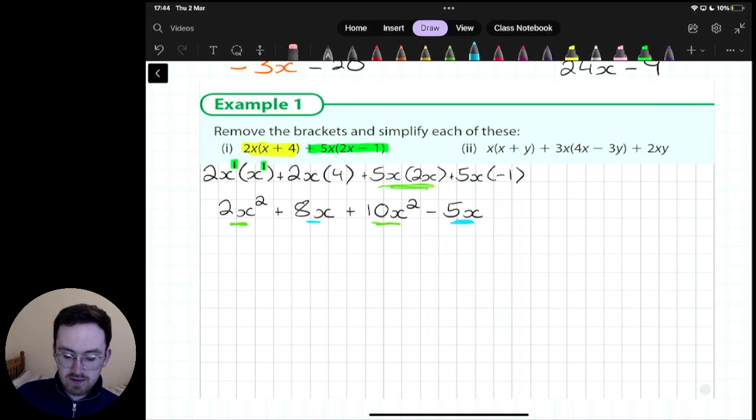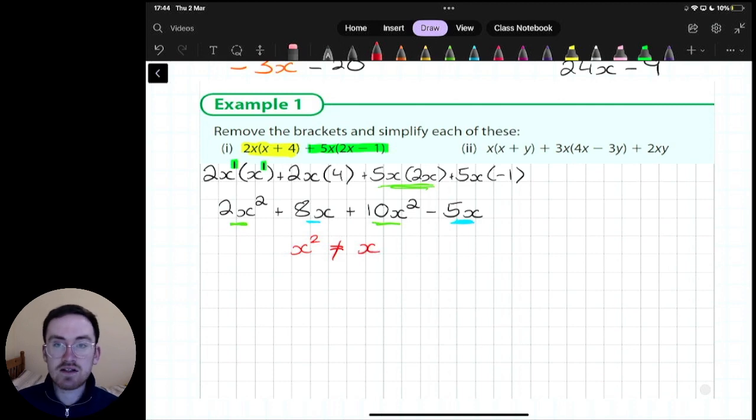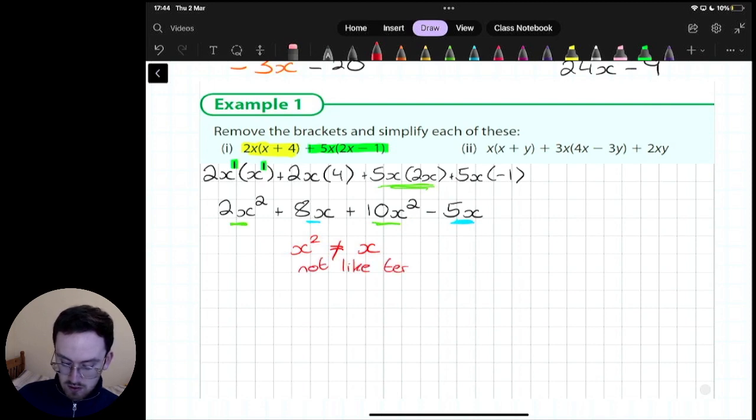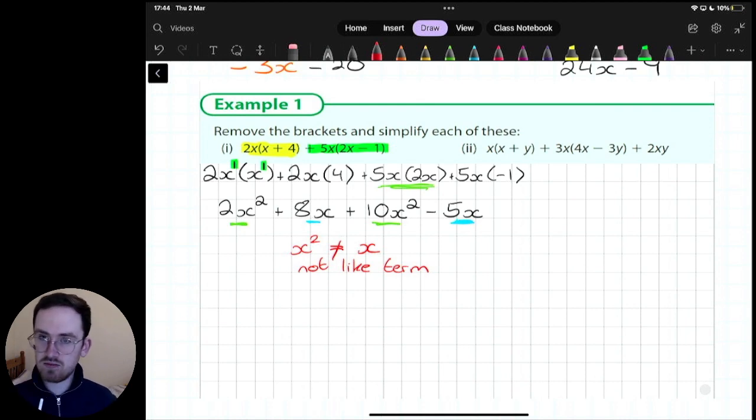If we look now at my different terms, we're coming into something that's really important and that we mightn't have clarified enough. But x squared is not the same as x. They're not the same. So they are not like terms because they're not the same letter. In the simplest case, they're just not exactly the same. There's something different. So if they're not exactly the same, they're different terms.